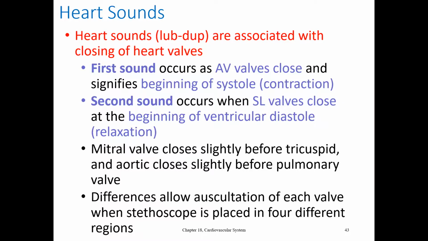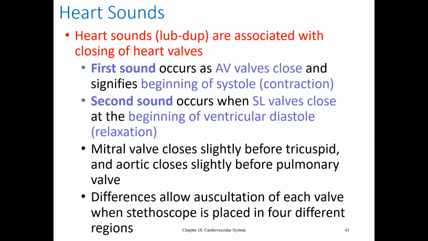The first sound that you hear is the AV valves going shut. The atrioventricular valves, the mitral and the tricuspid, give us that low-pitched lub sound. They close first. The second thing that we hear are the semilunars. They give us the higher-pitched dup sound, because they can close rapidly, since they don't have any strings on them either. So we get a lub for the AV valves and a dup for the semilunars.